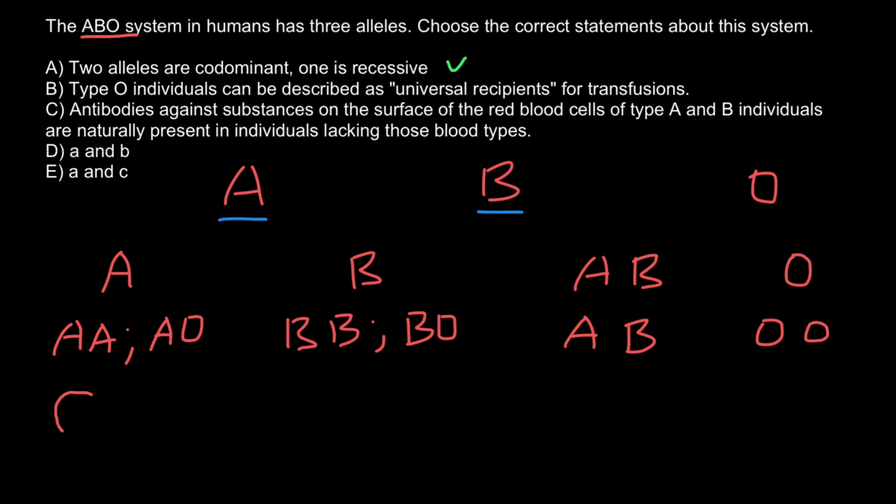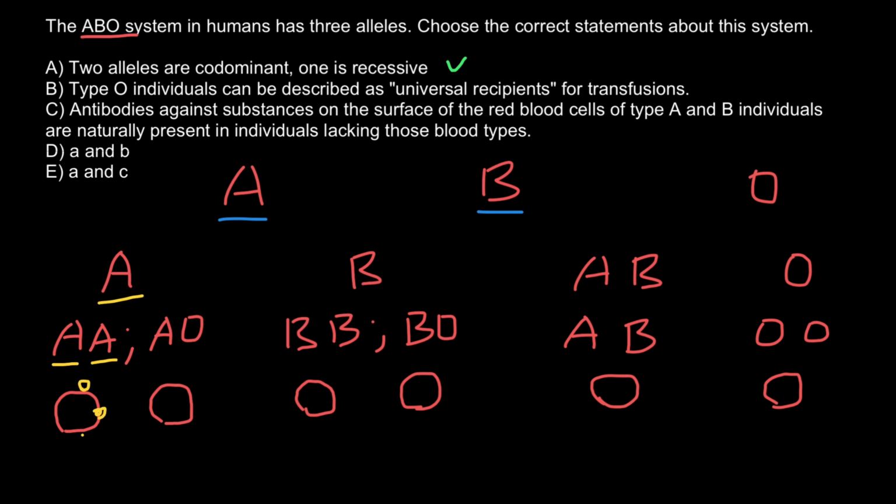Now each circle here would represent red blood cell. So let's take a look what we can find on the surface of these red blood cells. For example, genotype AA, which is blood group A, would have many antigens on the surface of the red blood cells. Genotype AO also would produce the same antigens, maybe in smaller quantity, because second allele doesn't produce any antigen. But still, this is going to be blood group A, because we are going to find here antigen A.